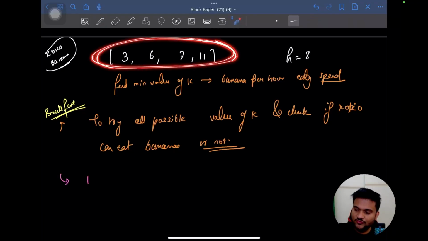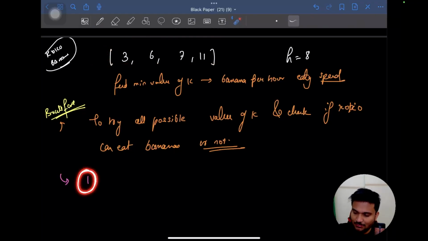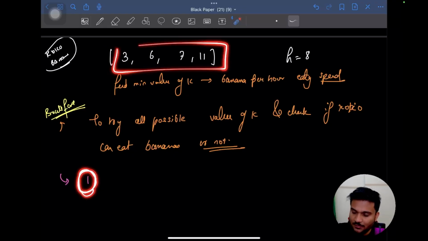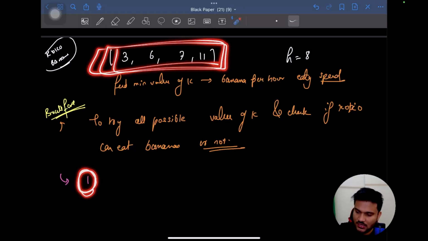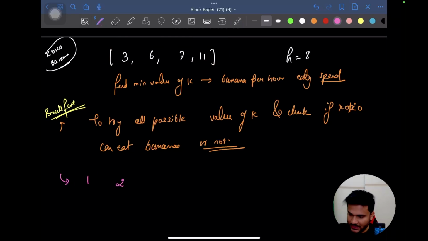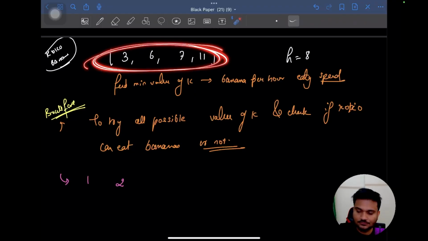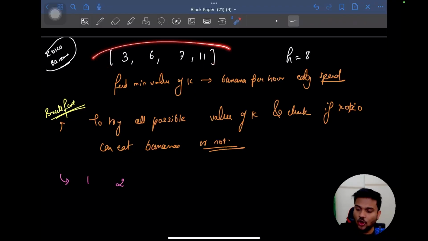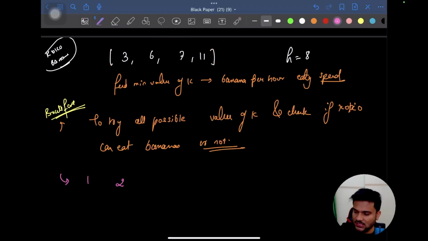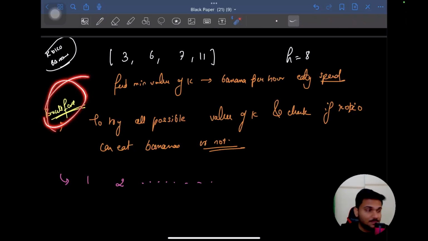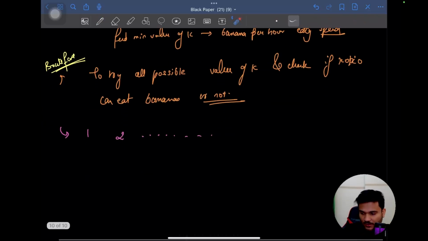Because if she eats 1 banana per hour, then what do you have to figure out? In this whole area, you have to figure out that if the speed is 1 banana per hour, how much time it is required to eat all the bananas. Then you go to 2 bananas per hour. That if the speed is 2 bananas per hour, how much time it is required to eat all the bananas in the array, and so on. So you can see already this is very time consuming. But this brute force solution is going to help us optimize itself as well.